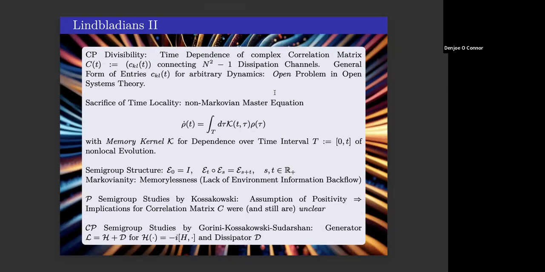So there's a lot of things, but if the CP divisibility holds, then you still have the time dependence, right, of this correlation matrix connecting those dissipation channels. And there you still don't know the general form of those entries. If you have dynamics, it's still not known how to get those entries of this correlation matrix. It's an open problem for open systems.